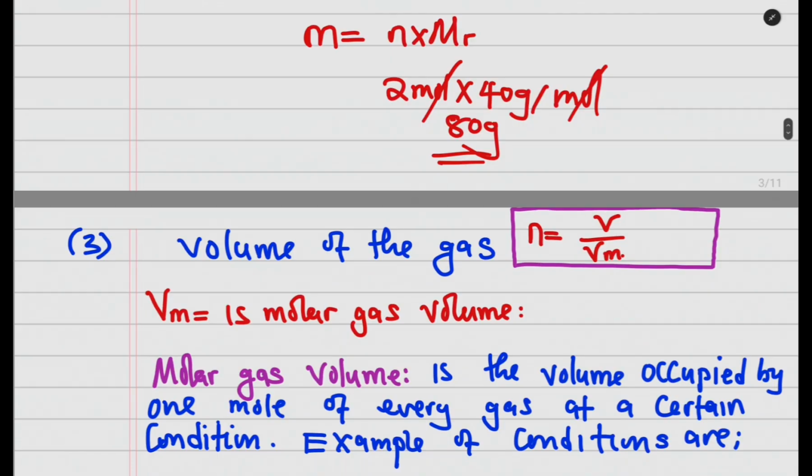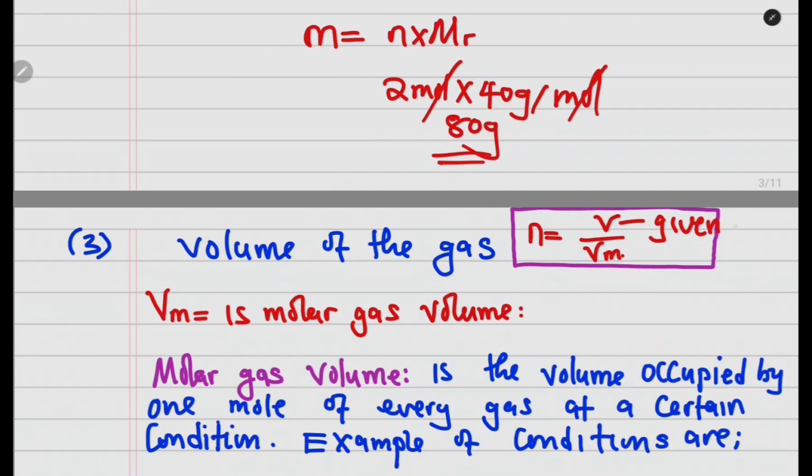So finding number of moles still. This time around, when you are given the gas volume. Now the volume of the gas is at a certain condition. That is called molar gas volume. So the volume of a gas can only be measured at a certain condition. This time around, the formula is number of moles is equal to V over Vm. V is a given volume, just like in the given mass.